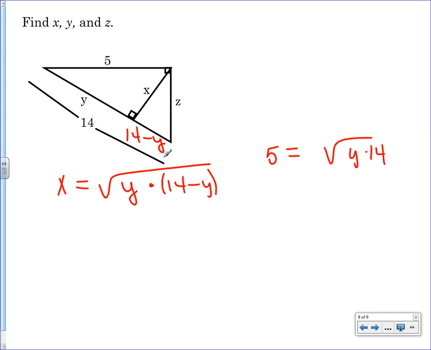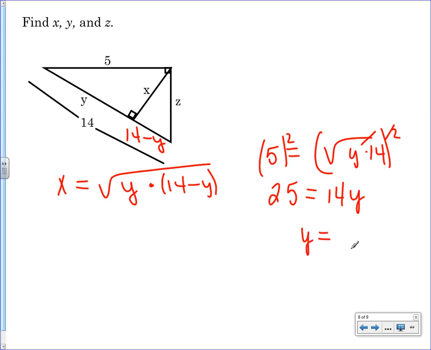Is that okay? So that square root's annoying. It's in my way. How do I make it go away? Square both sides, right? You square root, they cancel out. So 25, I'm going to say equals 14y this time, because y14 is kind of weird. How do I get y alone? Don't be fancy. Divide by 14. So I get 25 over 14. That's fine. You can leave it that way. It doesn't reduce.